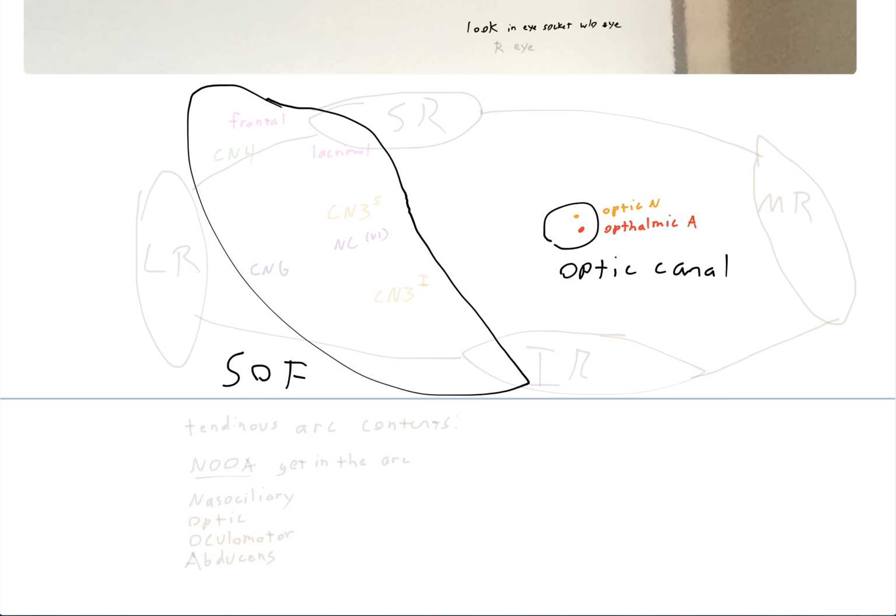The superior orbital fissure has a lot of stuff. The first thing it has that we talked about is the oculomotor nerve. These positions are all anatomical, right? Cranial nerve 3. Remember, it has two divisions, a superior and an inferior division.